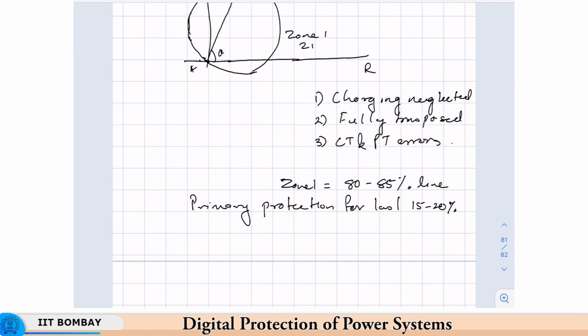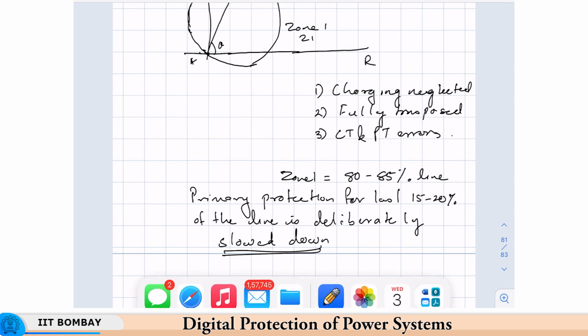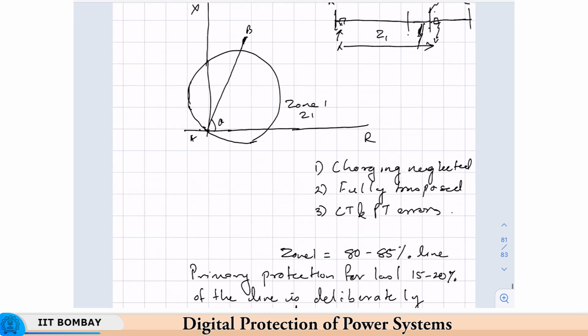Okay, so I hope this is clear. What you do is you don't set the zone 1 to cover the entire line. And I'll just draw it by a dotted circle. If it was covering the entire line, it would have been this. But you cover 10 to 15% less. Okay, I will remove that because it's not used in any case. Correct this figure.